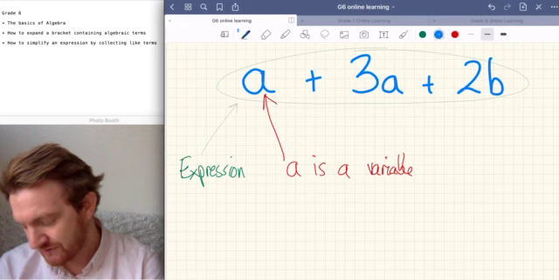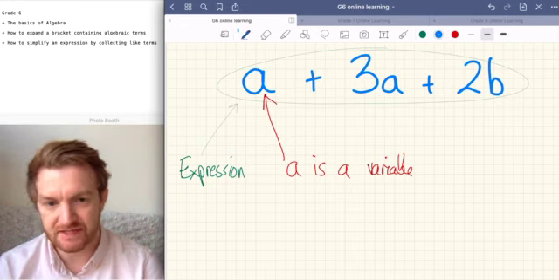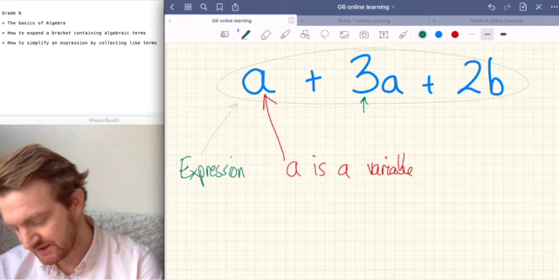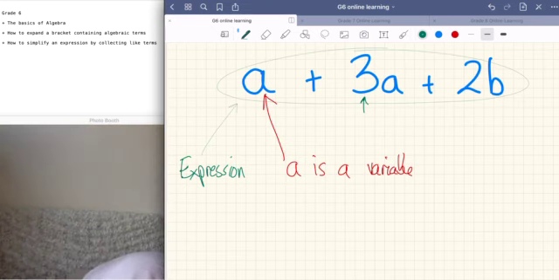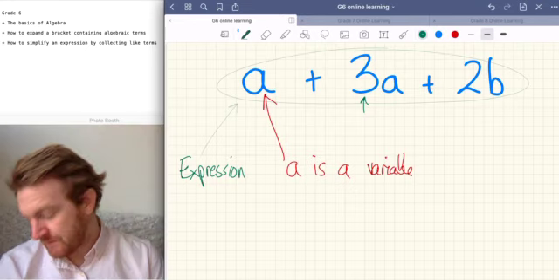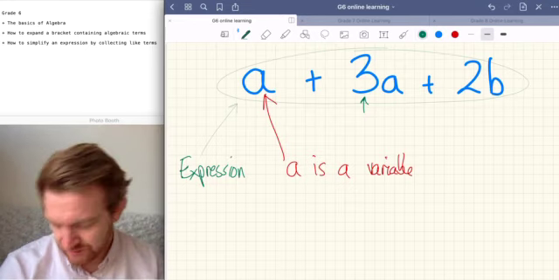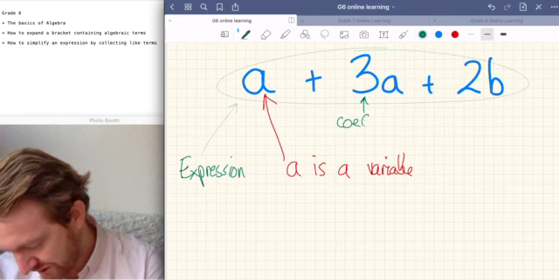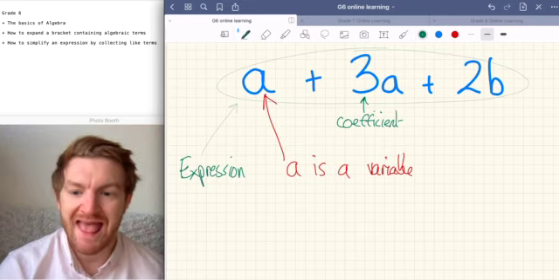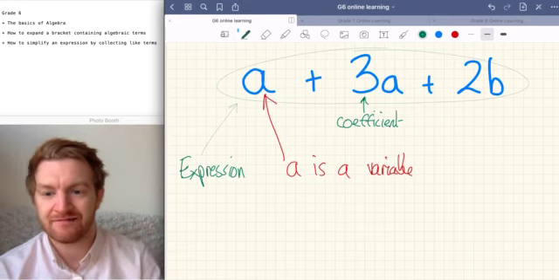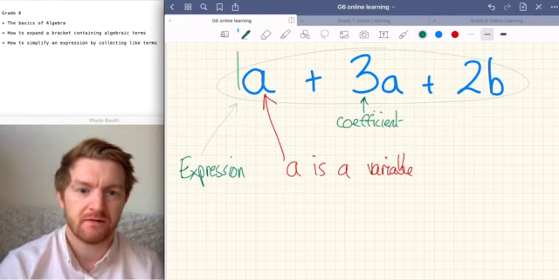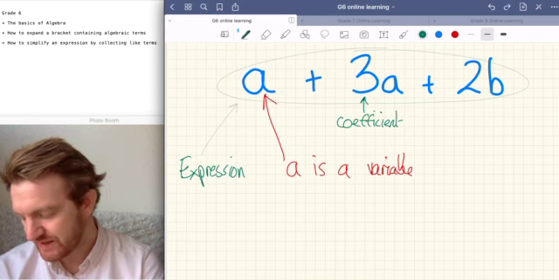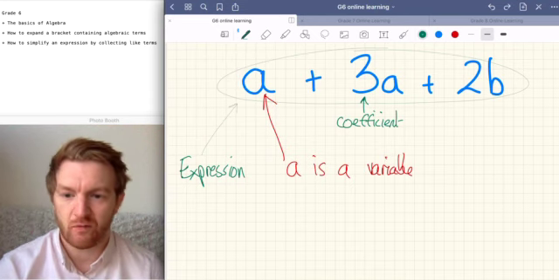Now, when we have 3A, remember, that's like 3 apples together. This 3 tells us how many we have. So, I have 3 apples. The number that tells us how many we have is called the coefficient. Now, the A at the beginning doesn't have a coefficient written down, but you can always think of that as 1A. The coefficient is 1. There is one of them, but when there's 1 of something, we don't say, I have 1 apple, you just say I have an apple.